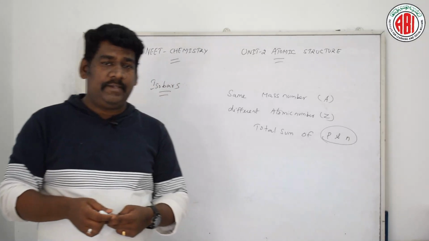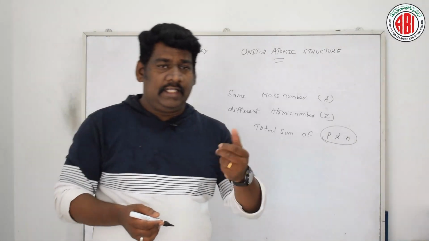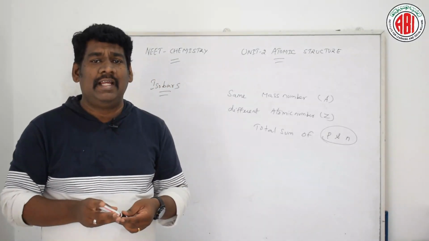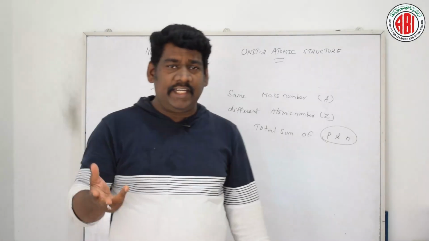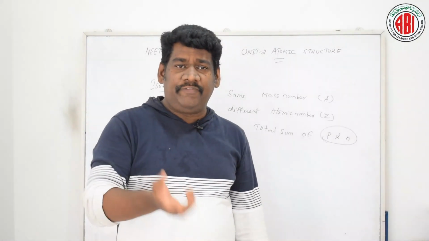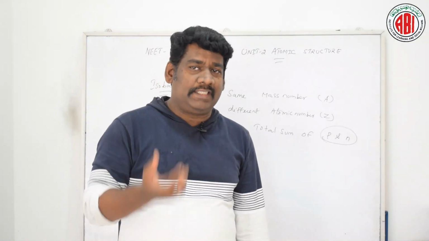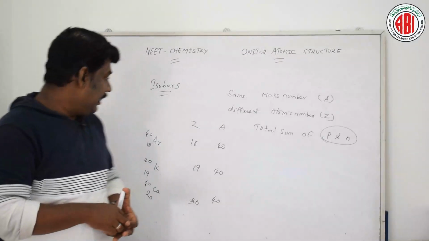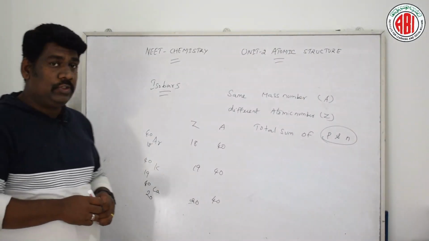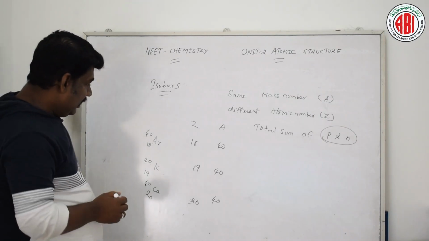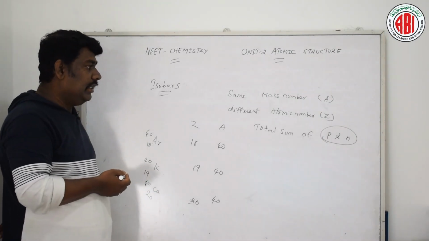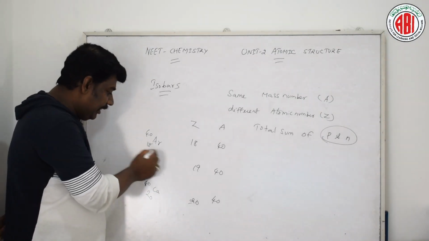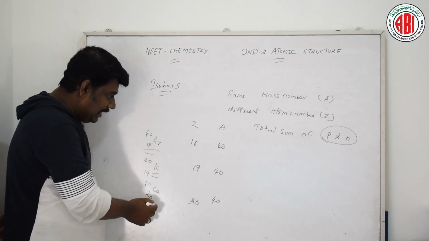So here are a few examples: argon, potassium, and calcium. These are three different elements. They have different types of isobars. So let us see one by one. Here are a few examples of isobars, elements which have different forms of isobars, say for example argon, potassium and calcium.